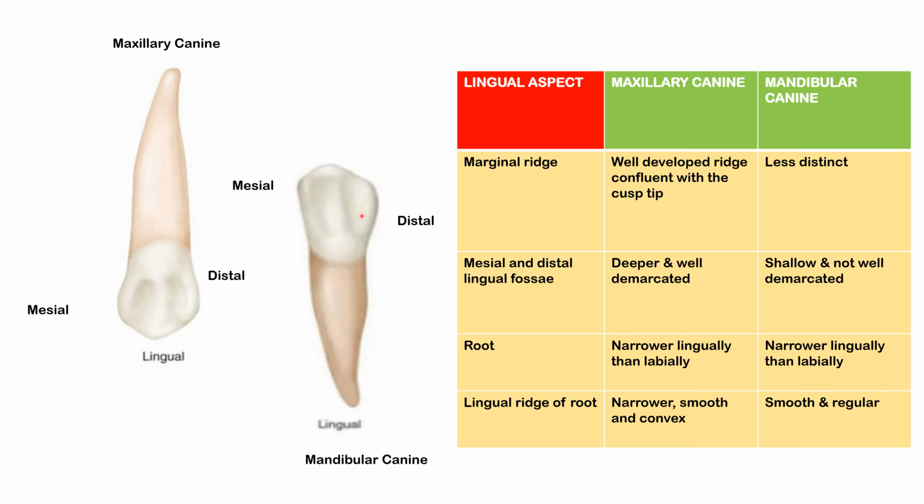Coming to the root, in both the maxillary and mandibular canine, the root is narrower lingually as compared to the labial surface. The lingual ridge of the root is narrower, smooth and convex in the maxillary canine, whereas it is smooth and regular in the case of the mandibular canine.